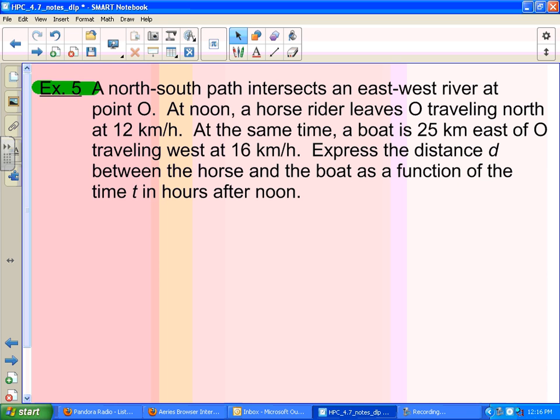Now again, if you don't have a sketch, it's going to be hard to do these things. So we want to make sure we're drawing these correctly. Let's make sure we understand the concept. We've got a path running north and south that's intersecting with a river running east and west. And at this intersection point O, we've got a rider on a horse, and then we've got a boat.